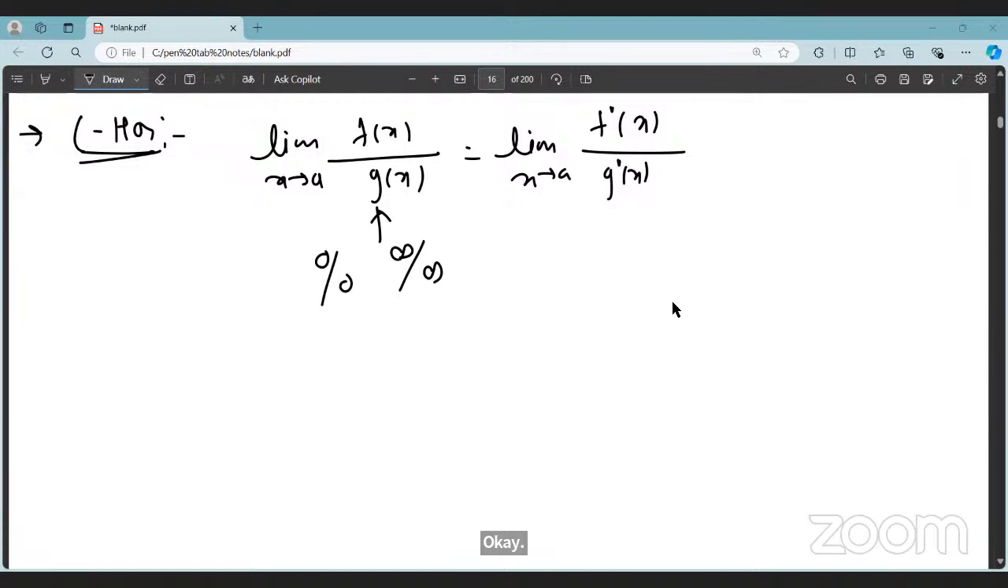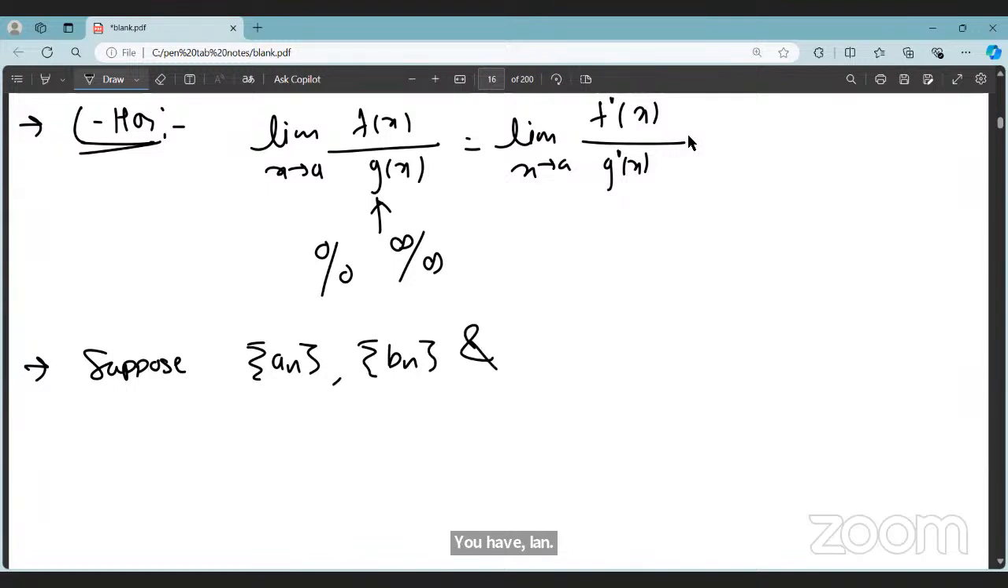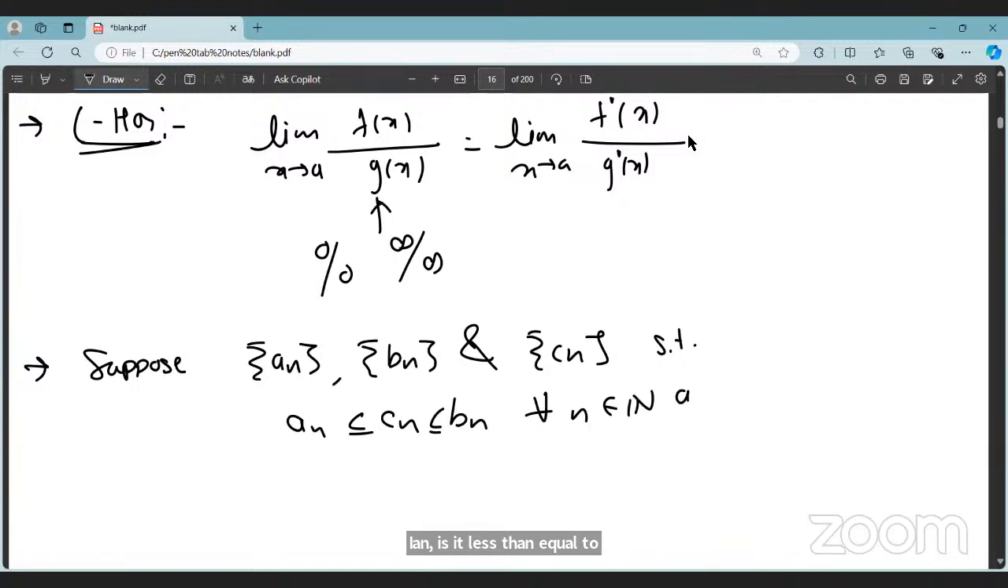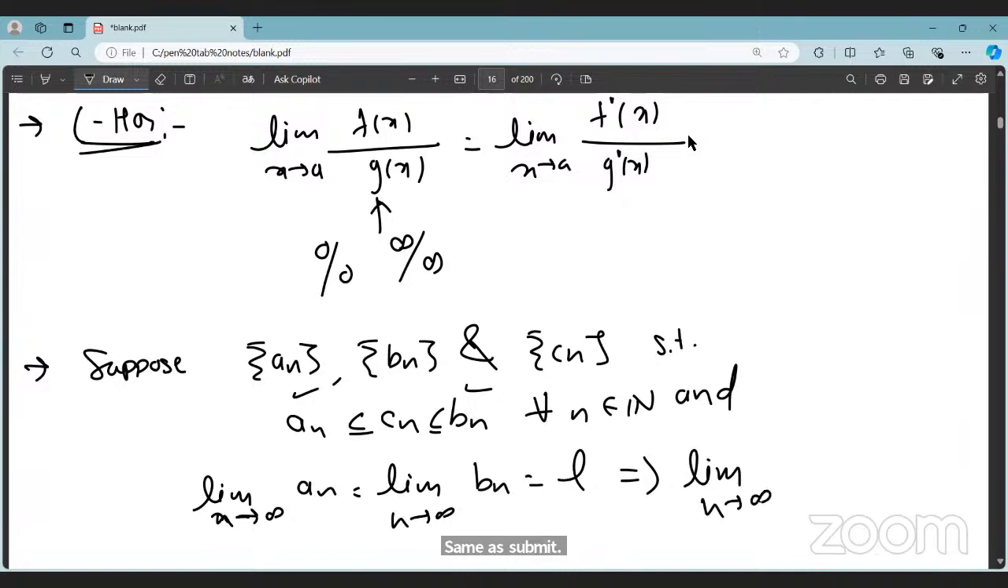Ma'am, could you please explain the sandwich principle? The sandwich theorem for limits of sequences says, if you have three sequences, an, bn, and cn, such that an is less than or equal to cn is less than or equal to bn for all n belonging to the natural numbers, and an and bn converge to the same limit, that is, the limit as n goes to infinity of an is the same as the limit of bn, then this implies that the limit as n goes to infinity of cn is also equal to that same limit.